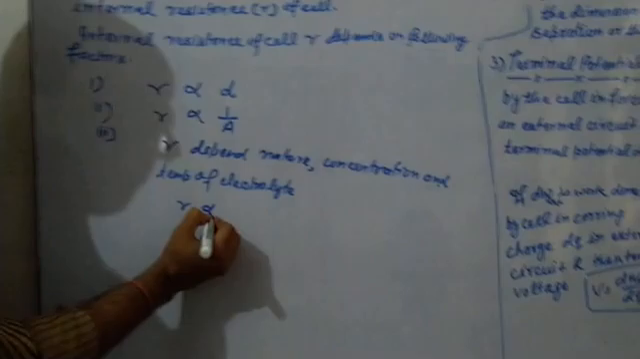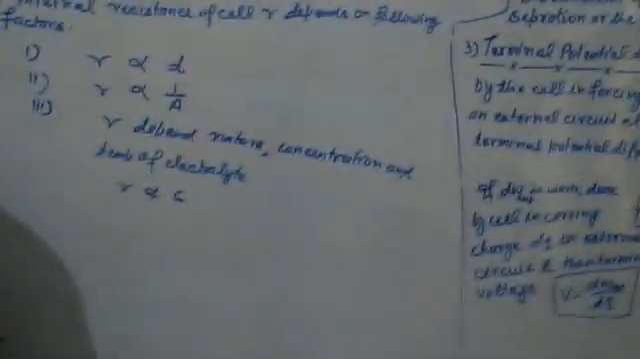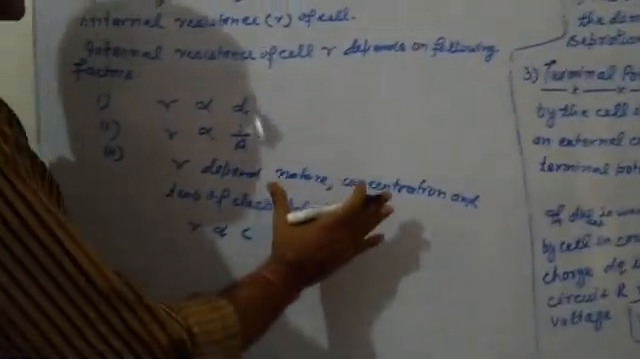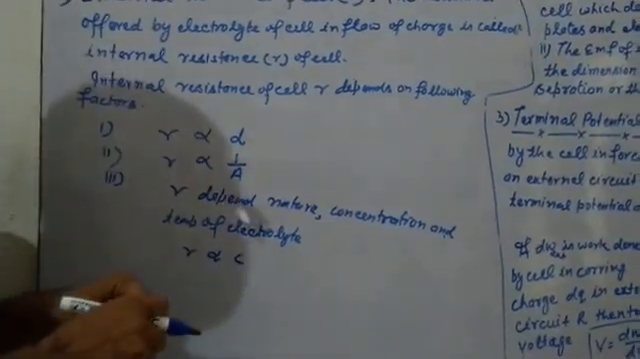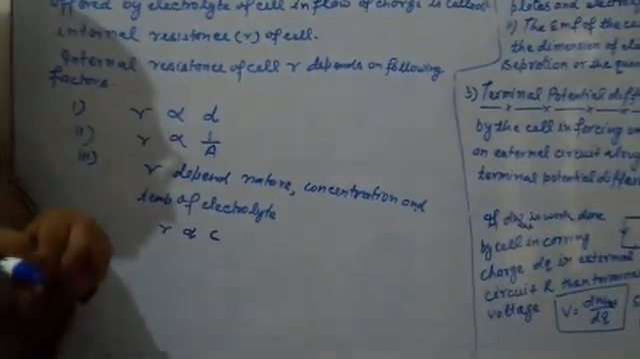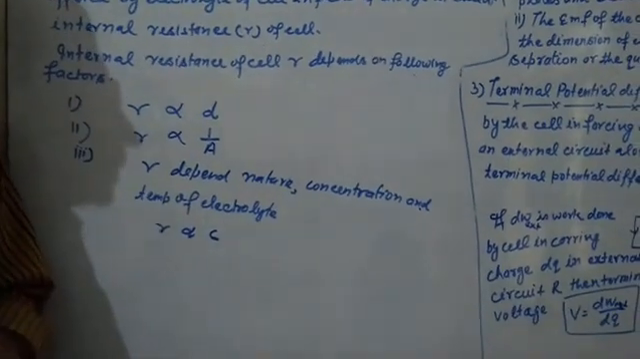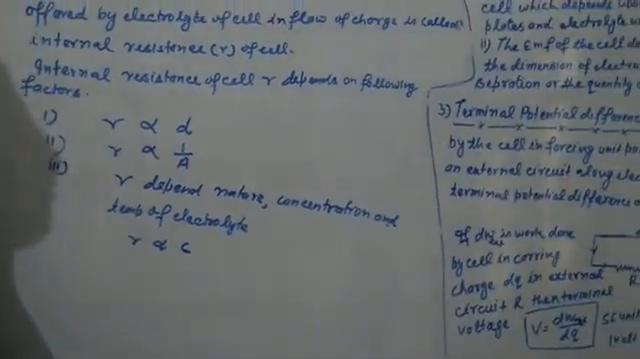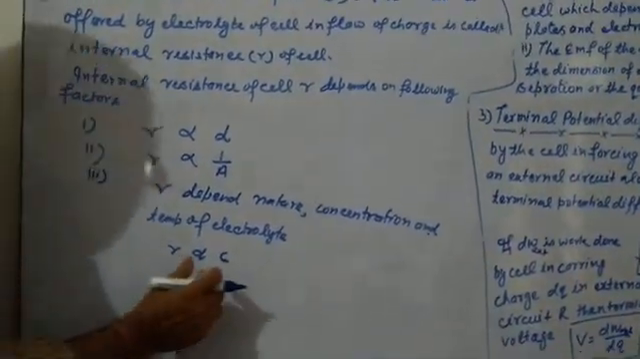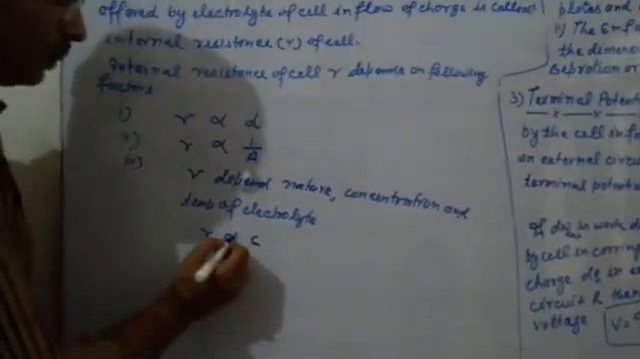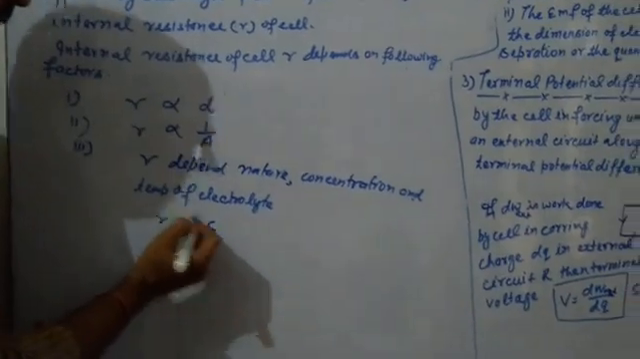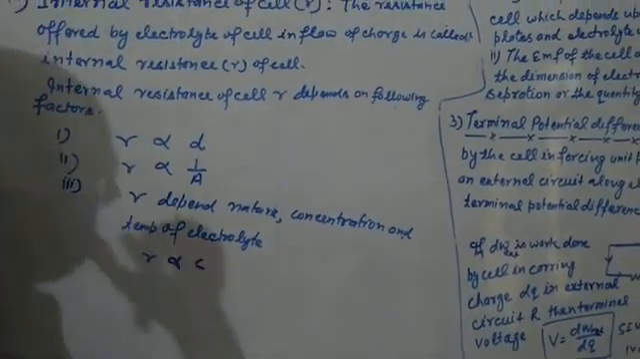R increases with the increase in concentration of electrolyte. Why? As the concentration increases, the viscosity also increases, hence the resistance increases. The flow of ions decreases, so that resistance increases.